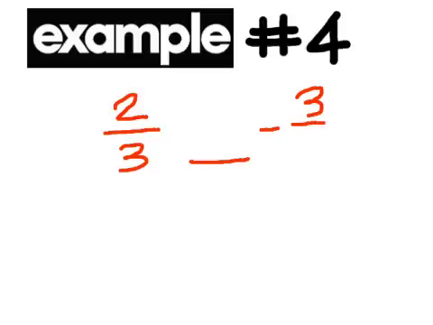Another example problem. 2 over 3 is what in comparison to negative 3 over 2? What's the dead giveaway? So the answer is what? Greater than.